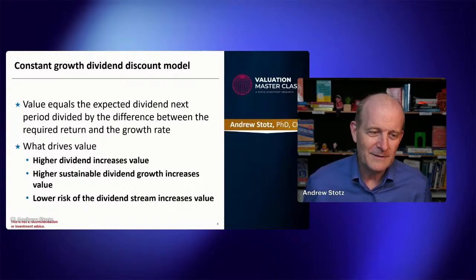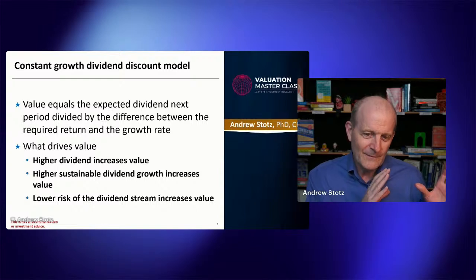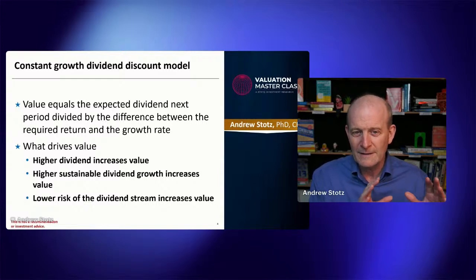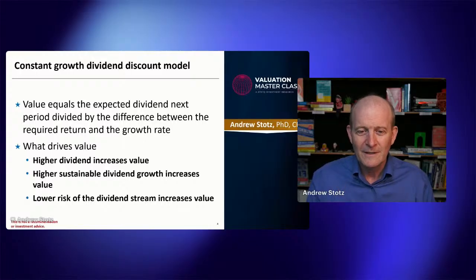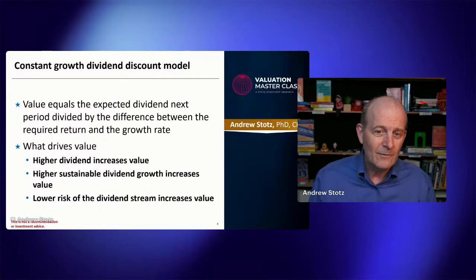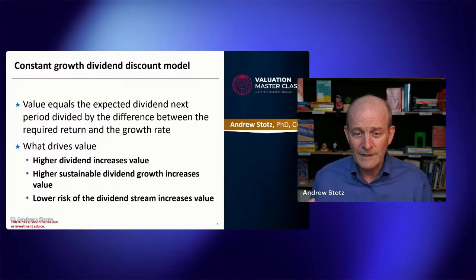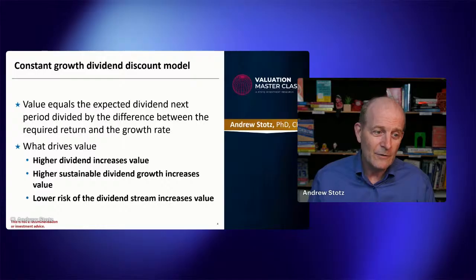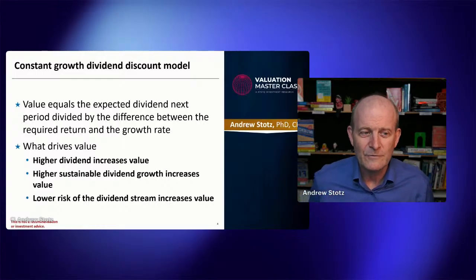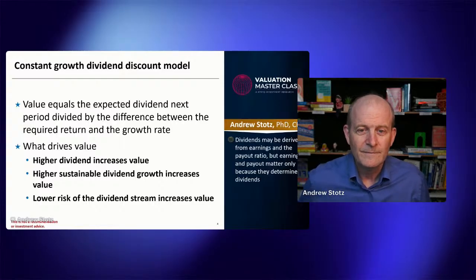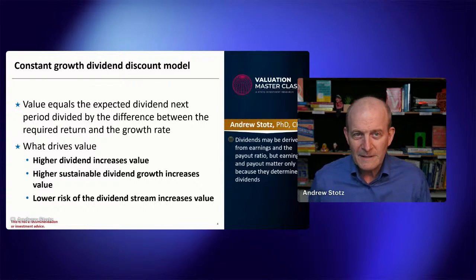So now we understand that there are slightly different inputs here when we're calculating the constant growth dividend discount model than the PE model. We're going to explicitly say what's the dividend. We're going to explicitly try to use a growth rate, and we're going to explicitly state a risk level. And we need those factors to calculate using the constant growth model. We don't need all those factors to calculate the PE ratio. So dividends may be derived from earnings and the payout ratio, but earnings and payout matter only because they determine dividends.